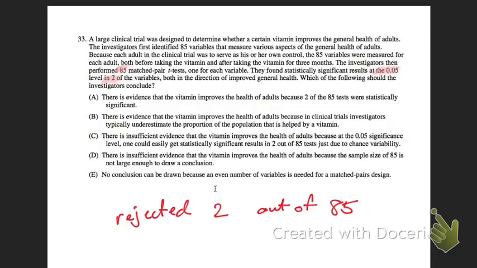So if you only reject twice, but you fail to reject 83 times, then the reason why you rejected twice is probably due to some sort of sampling variability. And so it would be C. There's insufficient evidence, because more times than not, you failed to reject.